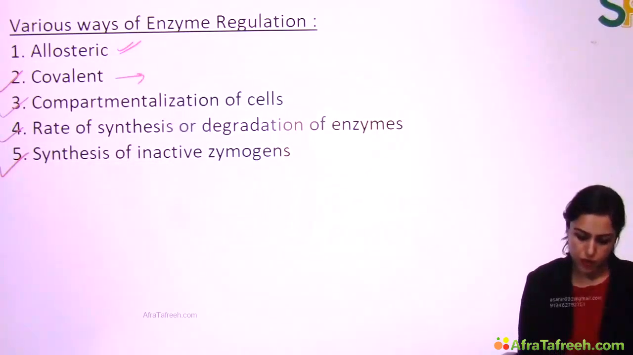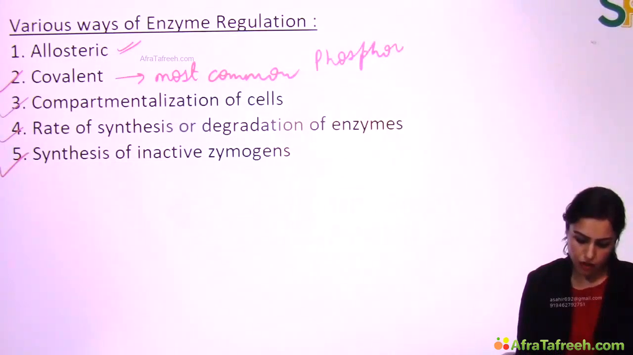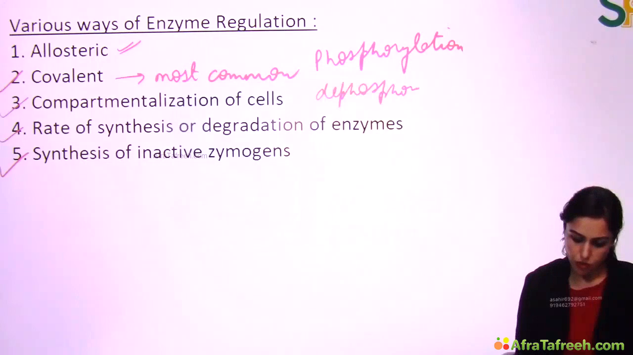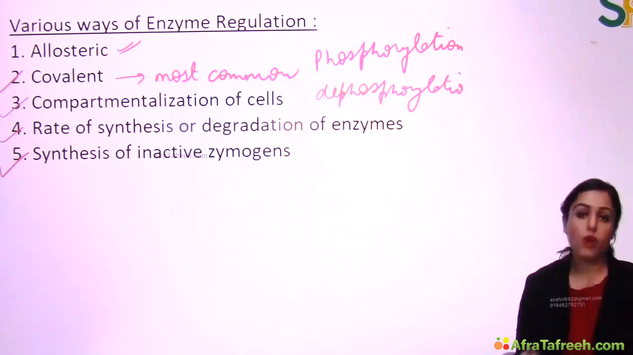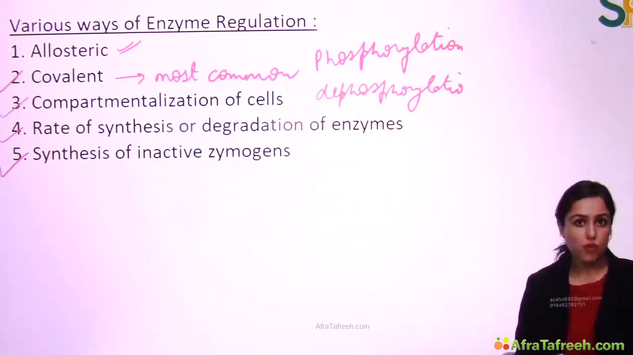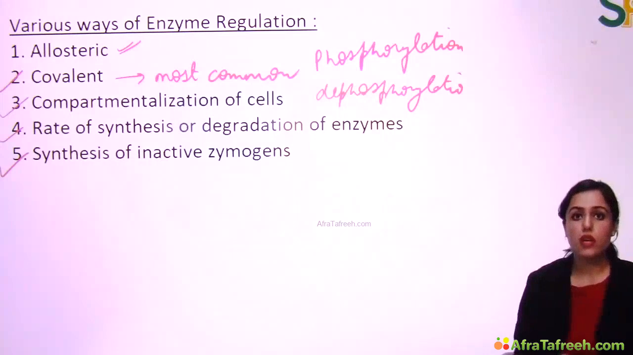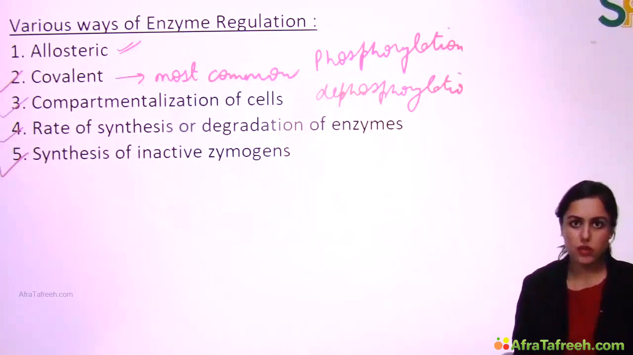Next is covalent. Most common covalent modification is phosphorylation and dephosphorylation. By this method, many enzymes are activated or inactivated. You know that in fed state, insulin hormone is there which will cause dephosphorylation and will activate all the anabolic enzymes. But in fasting state, the hormone is glucagon which will do phosphorylation and activate the enzymes of catabolic pathway which are occurring in case of fasting condition, right?